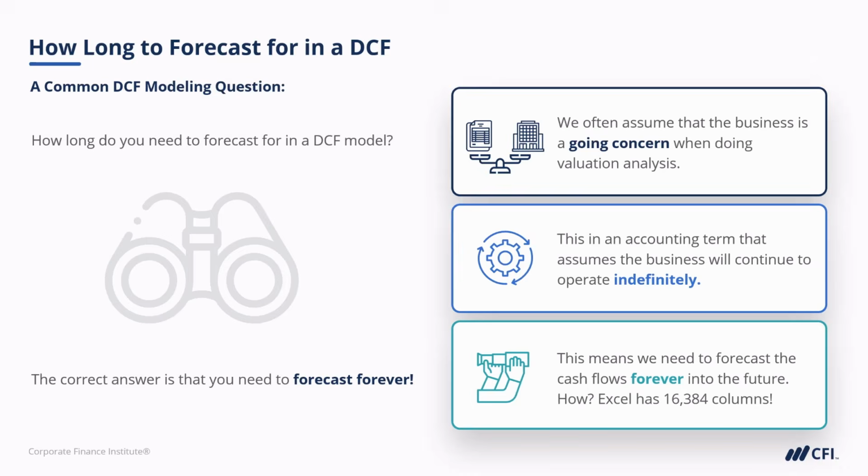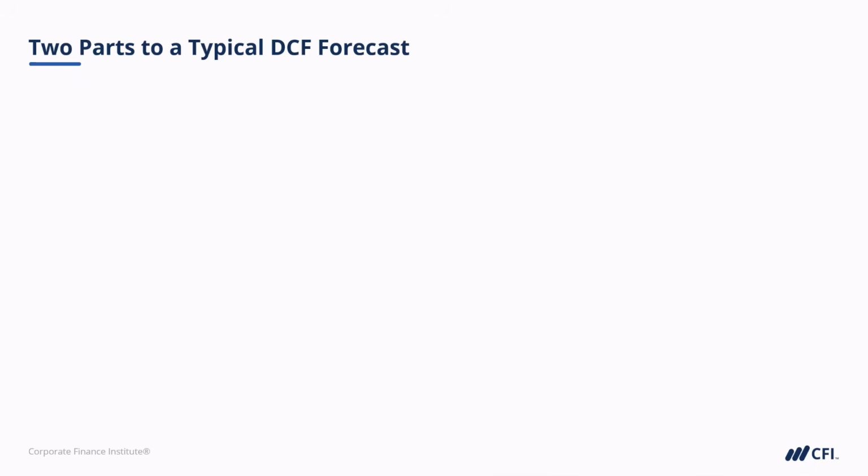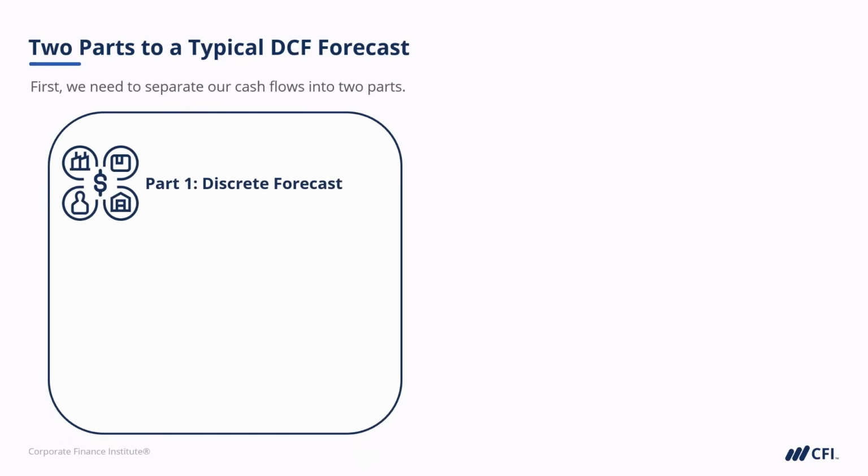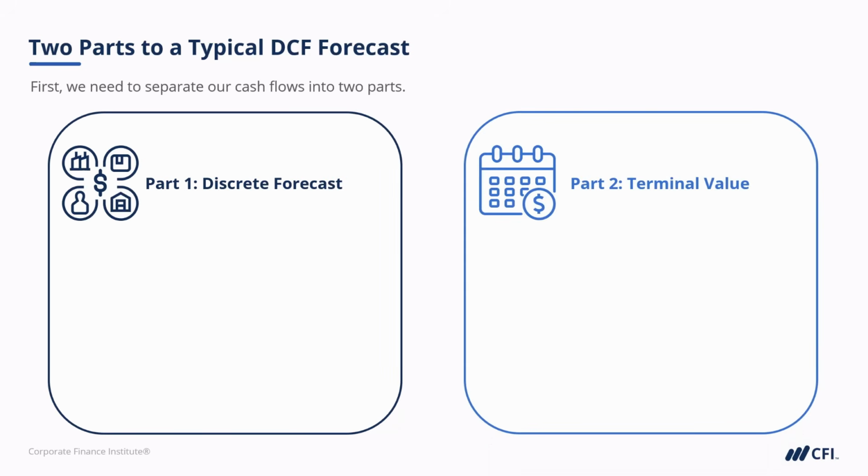The key to forecasting forever is really understanding that there's two parts to a typical DCF forecast, and we need to separate our cash flows into these two parts. The first part we're going to call our discrete forecast, and the second part is going to be a terminal value. Let's start by looking at part one, the discrete forecast, and how we define it. This part of the forecast shows the first few years when the company is growing faster than the economy.